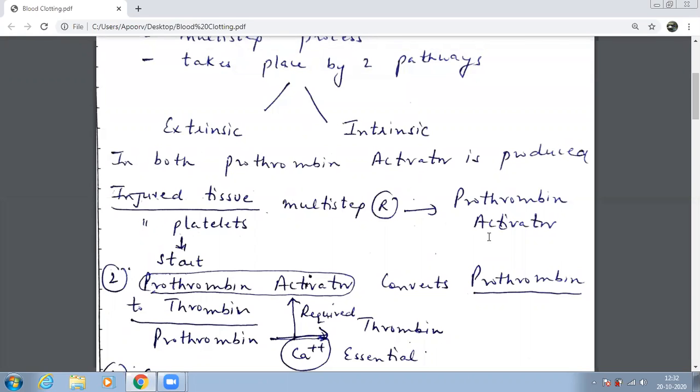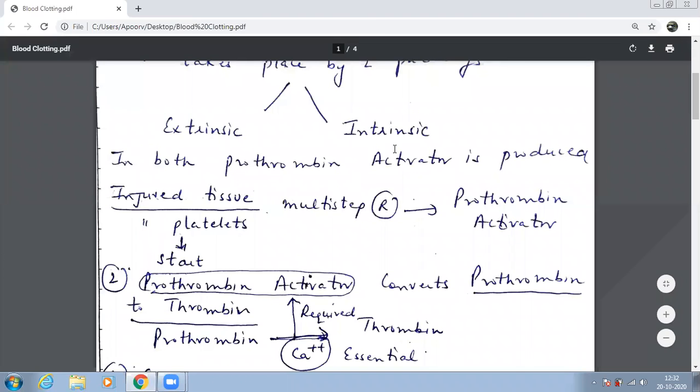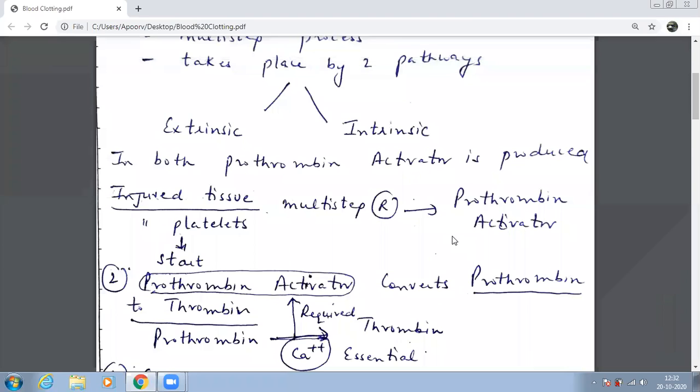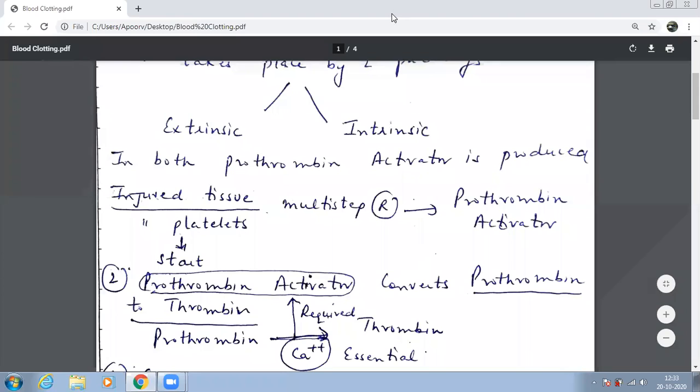So in short, when we represent the first step in blood clotting as an equation for our own memory, we will write injured tissue slash injured platelets. Multi-step reactions will take place. They could be extrinsic, they could be intrinsic. We'll go to it later. But multi-step reactions will take place. And after reactions, what is the product which is formed, beta? Prothrombin activator.